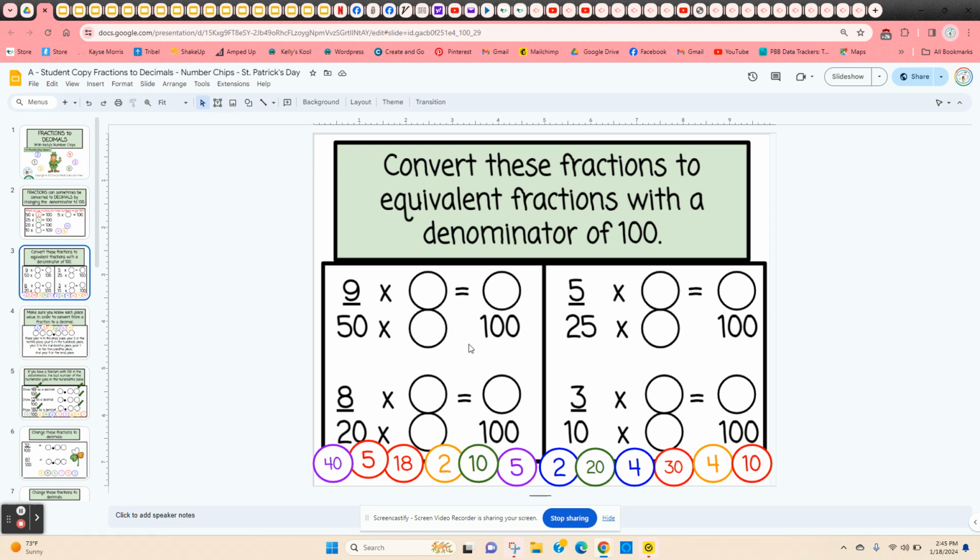The next slide, students are going to be converting their fractions to equivalent fractions. We're going to look at this first one, and we know we have to multiply 50 times 2. So if we multiply the denominator times 2, we also have to multiply the numerator times 2, and that will give us 1800s. This may be a review for your students, but it's necessary in order to move to the next step. And if they're struggling and they get to the end of the slide and the numbers aren't working, they know they've made an error somewhere and they need to go back and check.